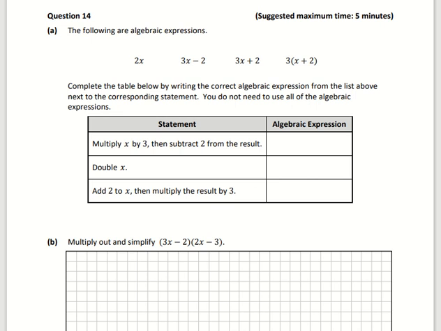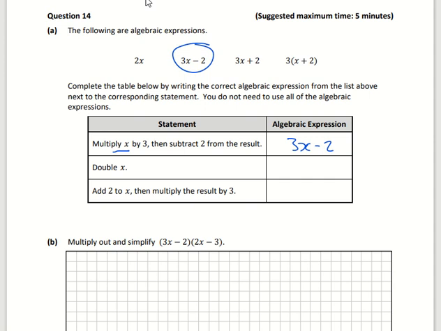Hi folks, this is question 14. The first part is multiple choice, so you've got a chance by just guessing. Multiply x by 3 and then subtract 2. So you're looking for an x with a 3 beside it and then 2 subtracted. So that has to be this one. It's going to be 3x minus 2.